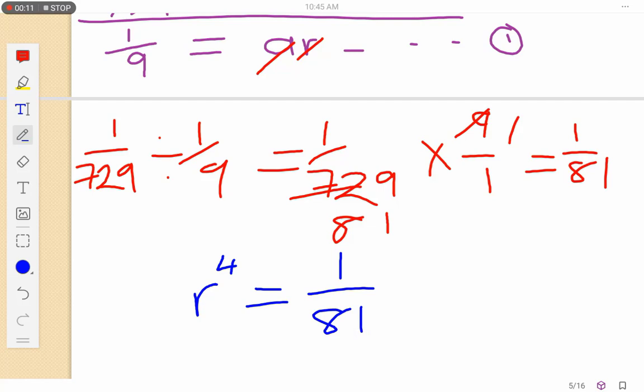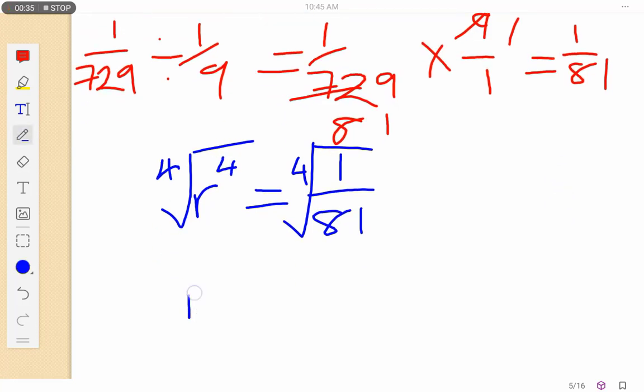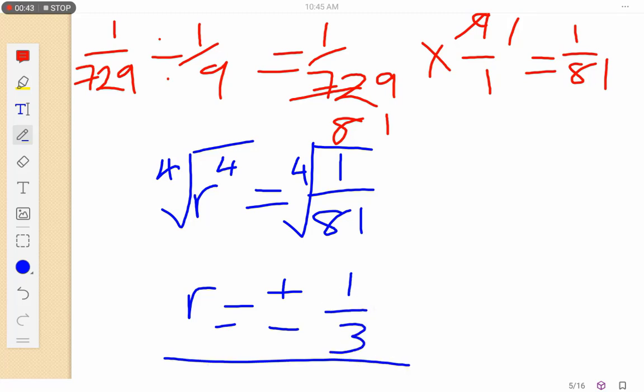When we have something like this, we can also do the same on the right-hand side and find our r. If we find the fourth root of 1 over 81, we will get our r as plus or minus 1 over 3. This is what we get, and we can call this our equation number 3.